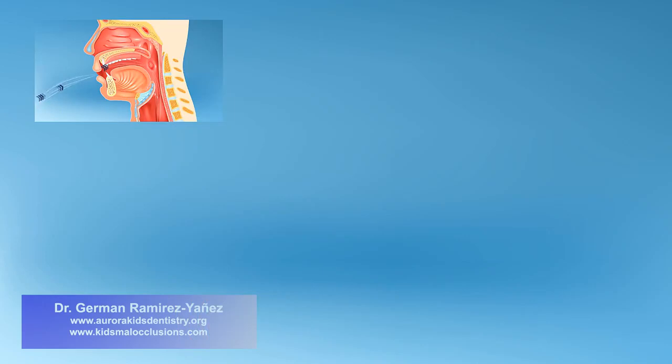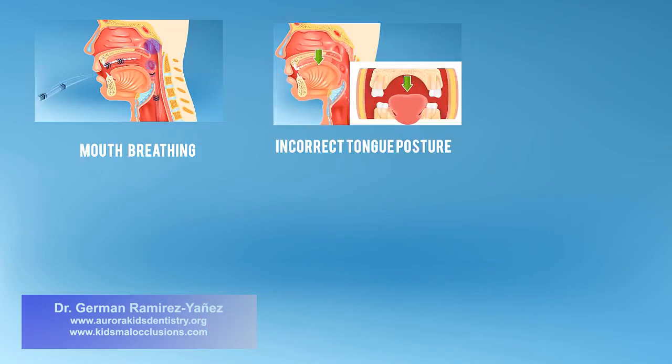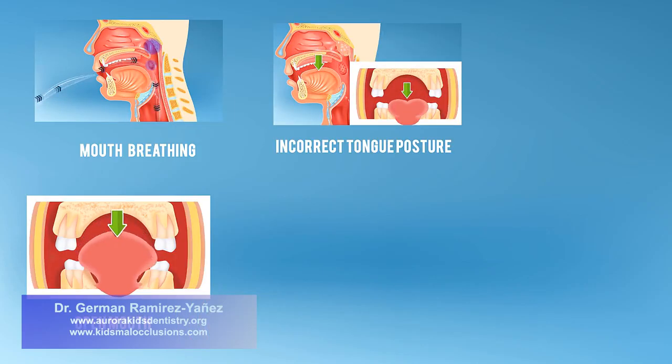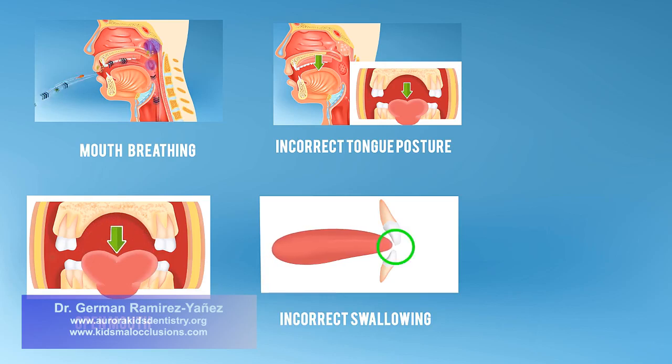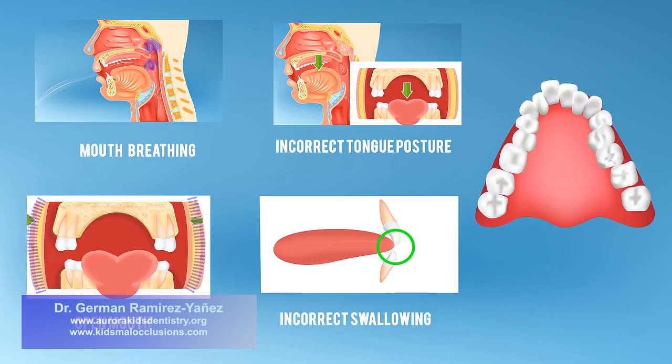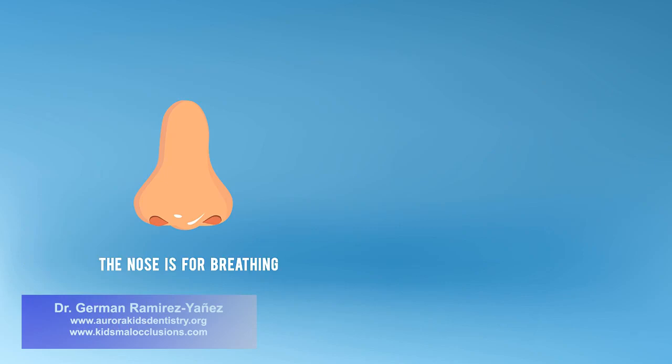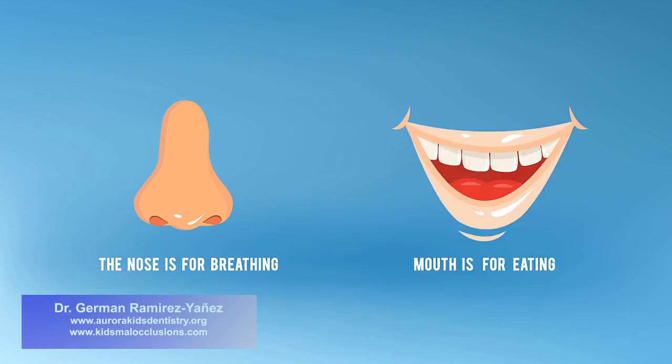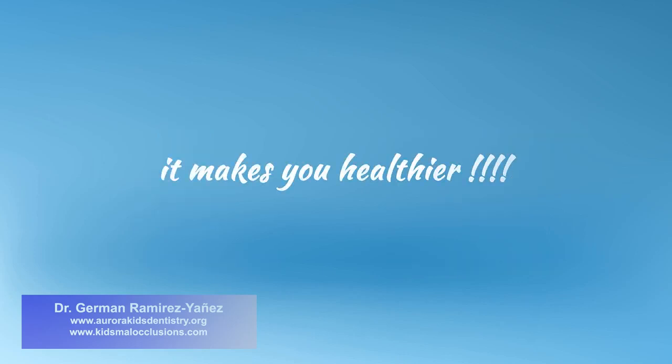mouth. All those dysfunctions, mouth breathing, incorrect tongue posture, open mouth, and incorrect swallowing, are going to continue affecting the growth and development of your upper and lower jaws. And as a consequence, there is less room for your teeth and they become crooked. Remember, the nose is for breathing and the mouth is for eating. Breathing through your nose and keeping your mouth closed with your lips together is going to help your upper and lower jaws to grow and develop better. But more importantly, it makes you healthier.